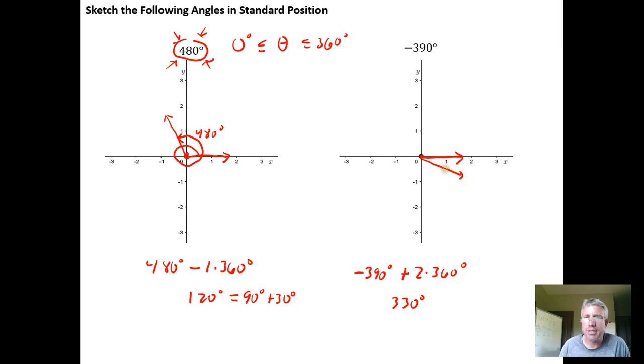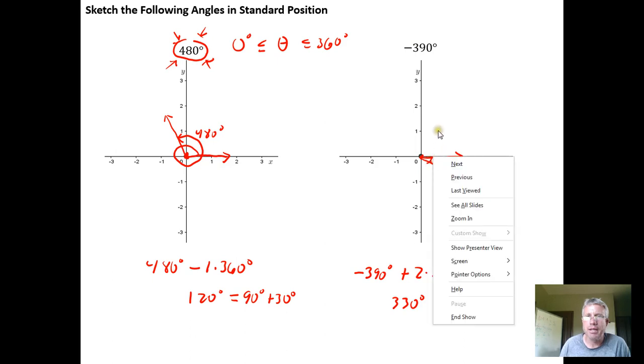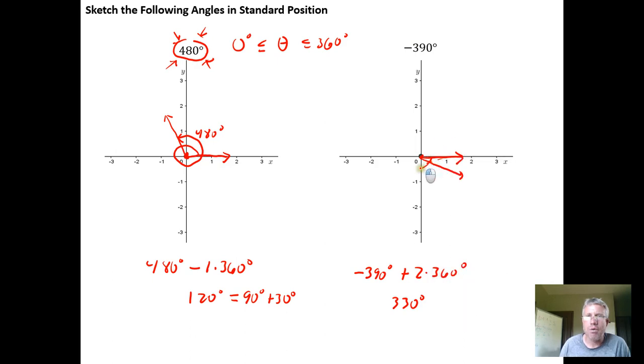So if I make this look like 30 degrees, it'd be 330 degrees to here plus an additional 30 to get a full 360 degree rotation. But the angle I want to sketch is negative 390, so I'm going to start on the positive x-axis. I'm going to do my clockwise rotation because of the negative sign. The full 360 plus another negative 30 gives me a negative 390 degree angle in standard position.